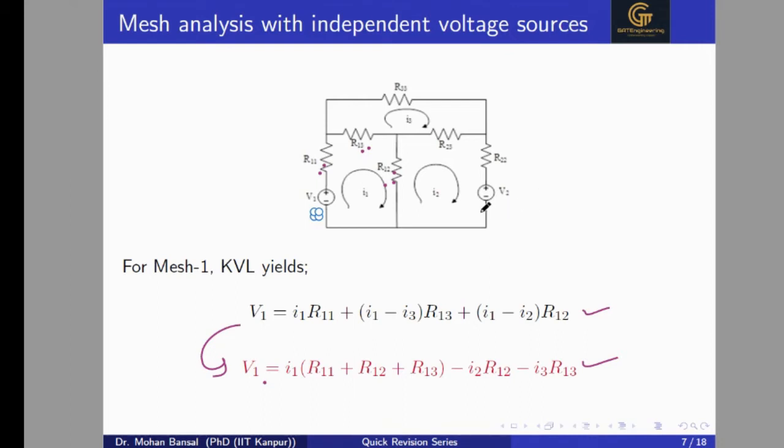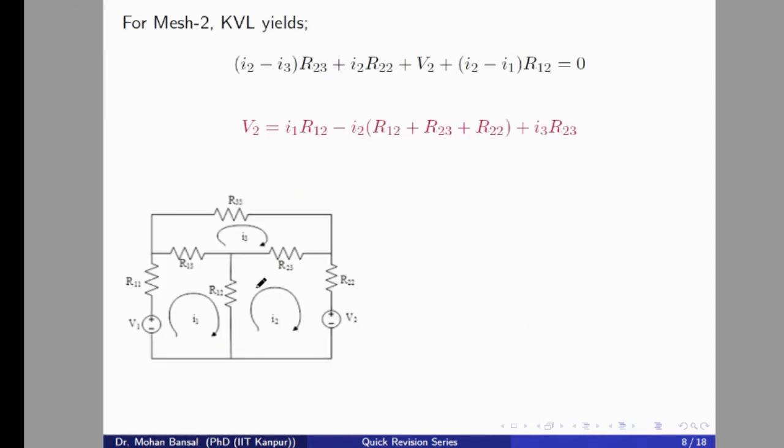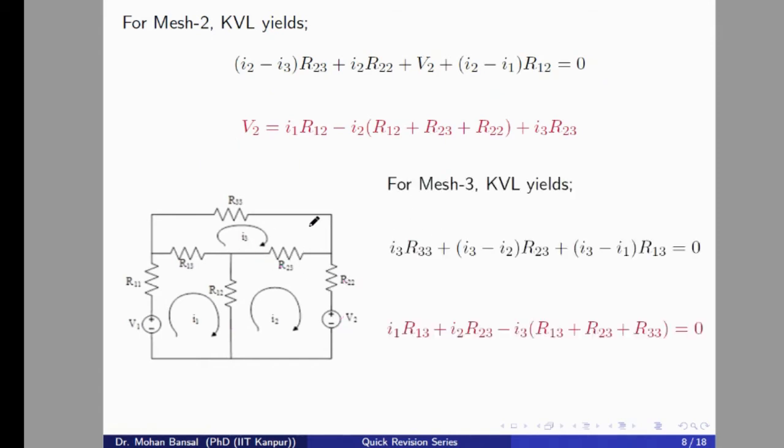Now if we apply KVL in mesh 2, that means in this loop, the current in R23 will be I2 minus I3, so (I2 minus I3) R23. The current in R22 is I2, so it is I2 R22. The plus sign comes first, so we write plus V2. And the current in R12 is I2 minus I1, so this is (I2 minus I1) R12. We can simplify in terms of the coefficients of I1, I2, and I3, and we get a new equation from mesh 2. Now we'll apply KVL in mesh 3.